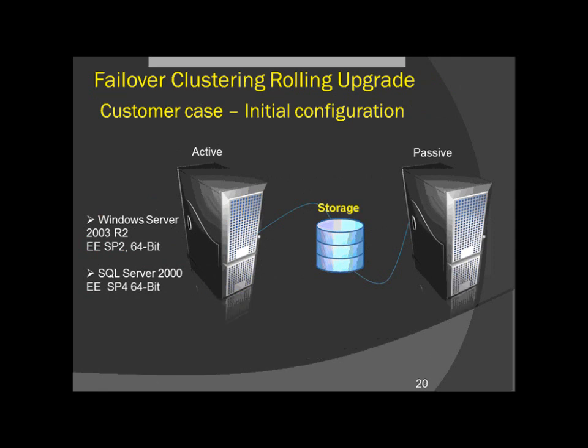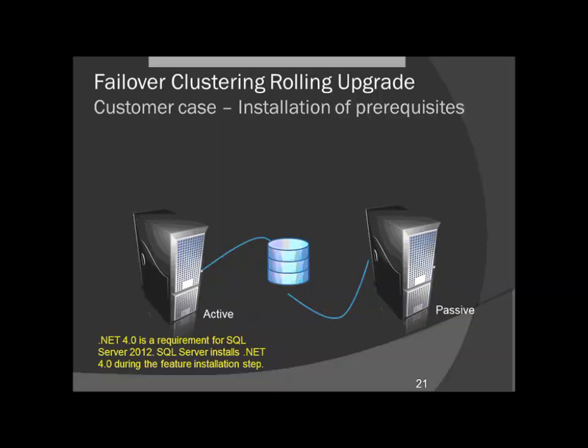So we have some configuration here: Windows Server 2003 R2 or assume 2008 R2, and SQL Server 2000 Service Pack 4, 64-bit, and shared storage, 2 nodes. And what we have here is active and passive. Mind you, .NET 4.0 is a requirement for SQL Server 2012, and SQL Server installs .NET 4.0 as a feature installation. Previously, the 3.5 SP1 for 2008 R2 was not included, so you needed to download it separately and install it. But now the SQL Server Installation Center for 2012 installs it automatically.